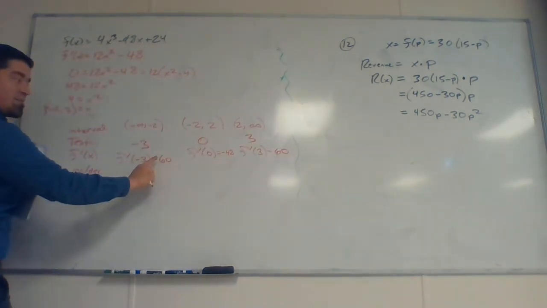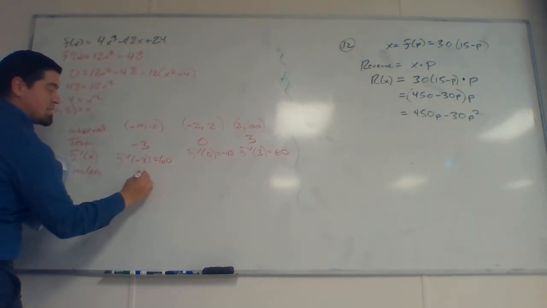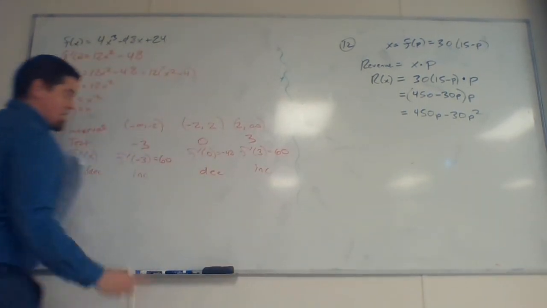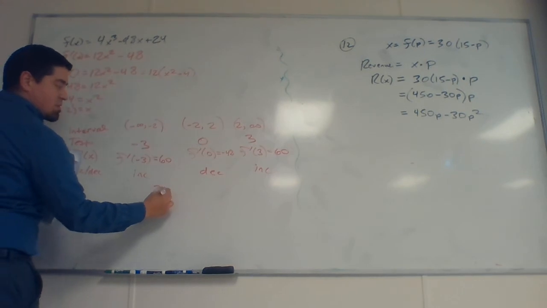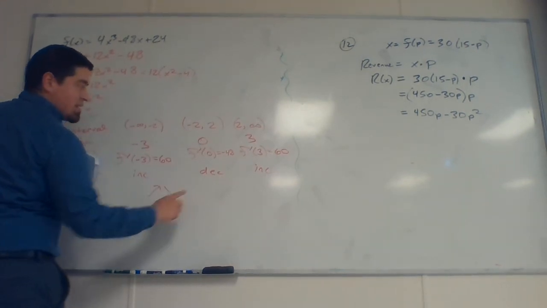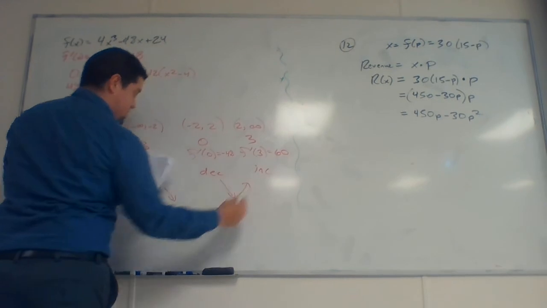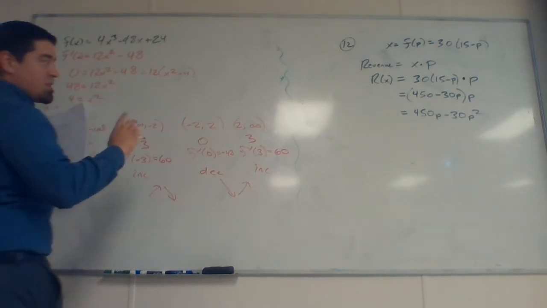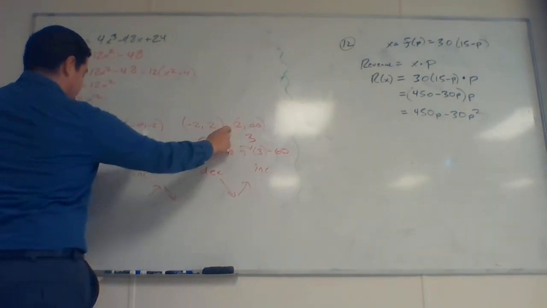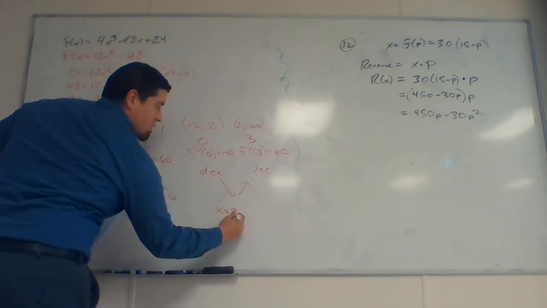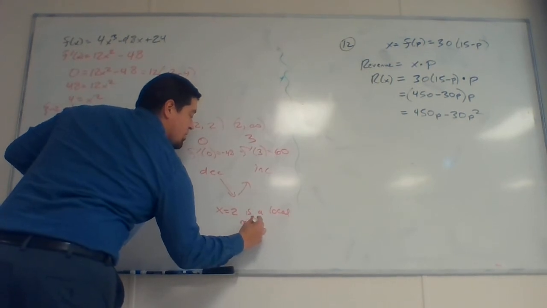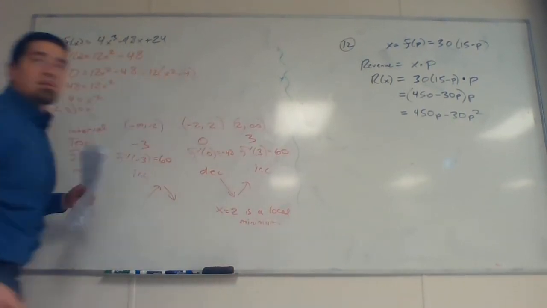So all I gather from this is that it's increasing, increasing, decreasing, increasing. So this is a max, and this is a min. It says to determine the critical value that corresponds to the local minimum. Which one corresponds to the local minimum? 2. So x equals 2 is a local minimum. They could have asked you both.